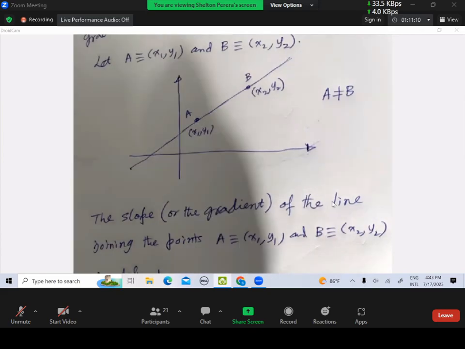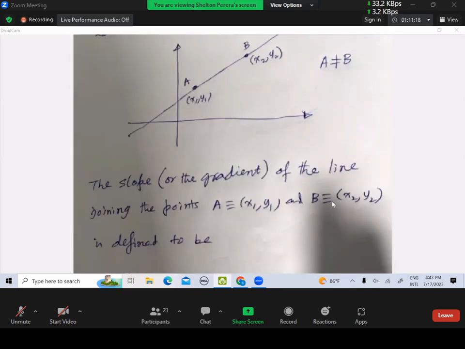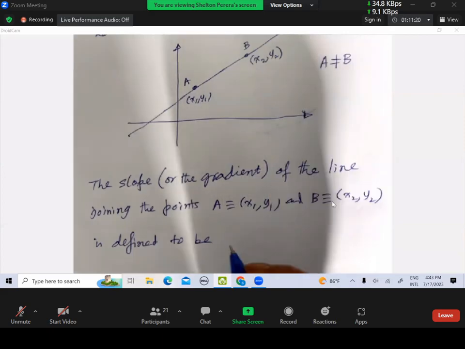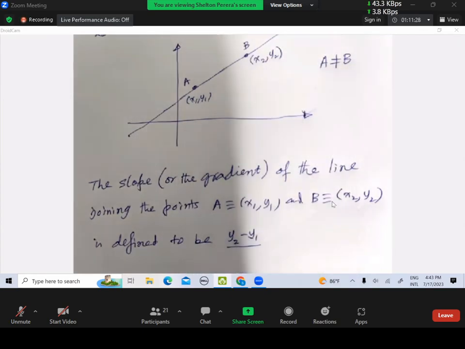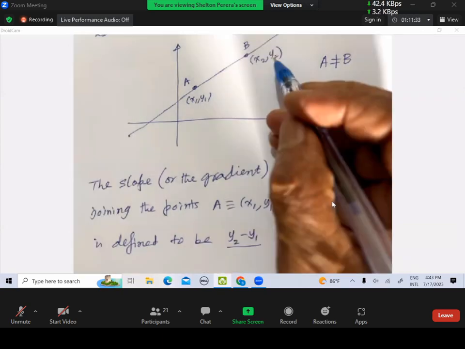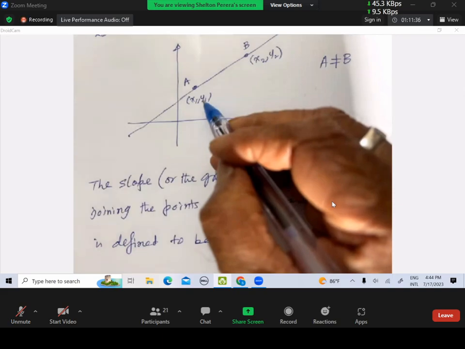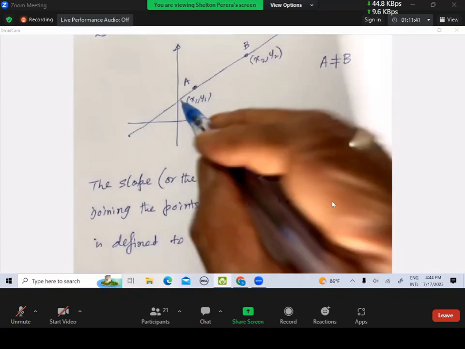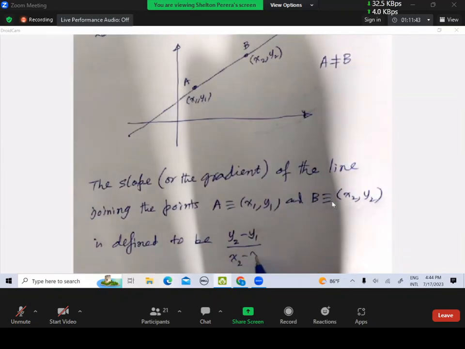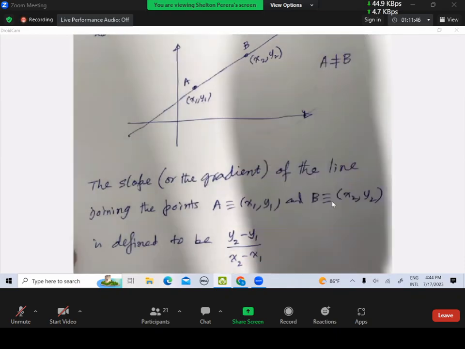The gradient is defined to be the difference of y coordinates, y2 minus y1, divided by the difference of x coordinates taken in the same order. I took y2 minus y1, so I must put that on the top, and the bottom becomes x2 minus x1. That is what I meant by the same order.